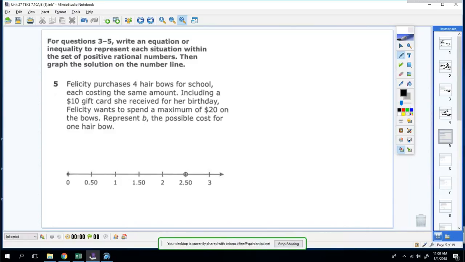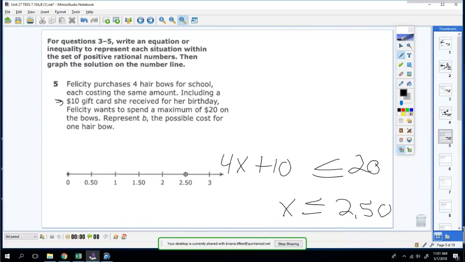She wants to spend a maximum of $20, so it's going to be less than or equal to $20 because she can spend $20 or less. Your inequality would be 4x plus 10. The reason it's not minus 10 is because the $10 is part of what she's spending on the hair bows. When you solve it, you get x is less than or equal to 2.5, or $2.50. Since it can equal it, you put a nice big solid dot above it, and then you go to the left, because it's less than $2.50.